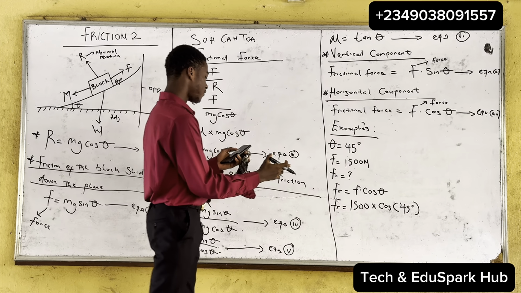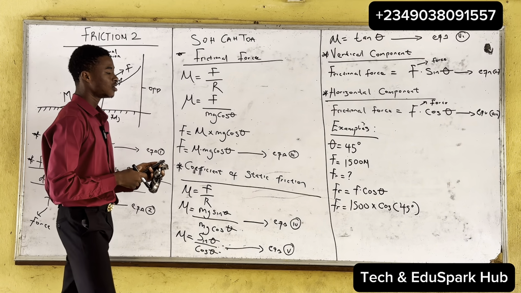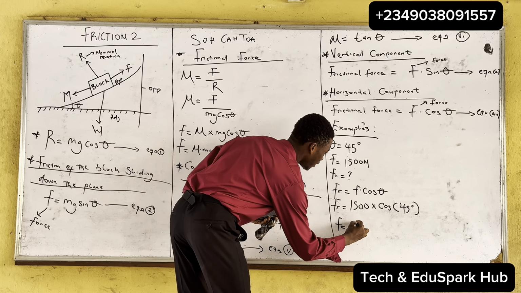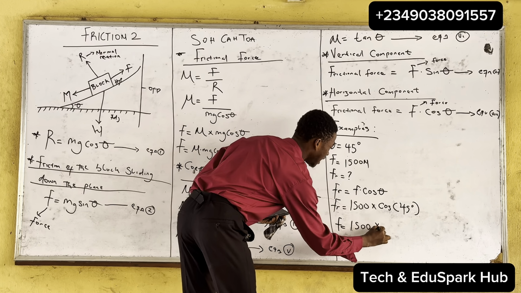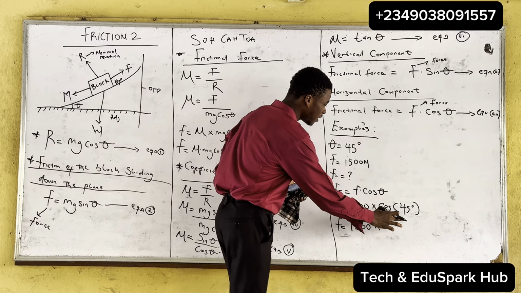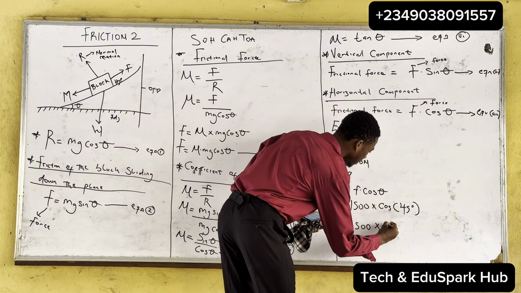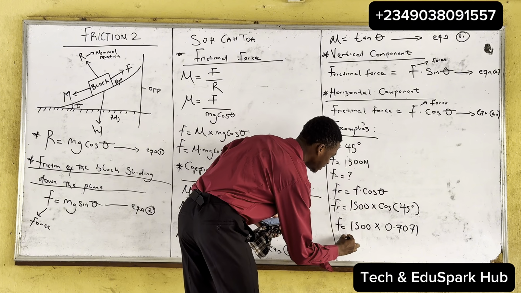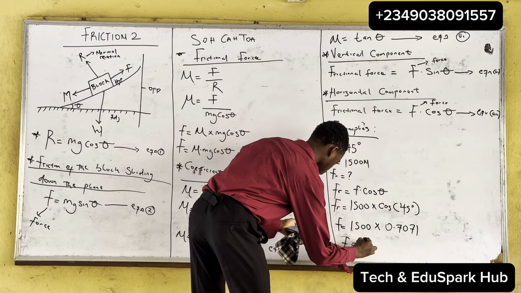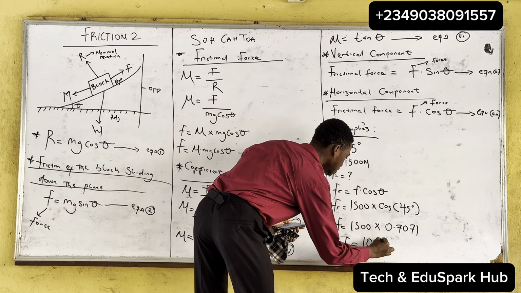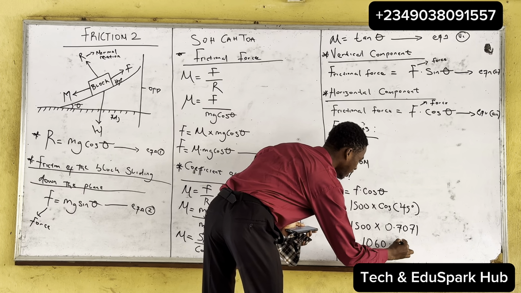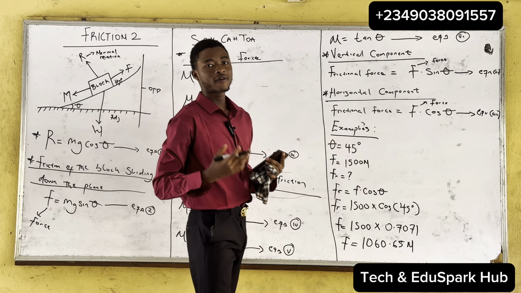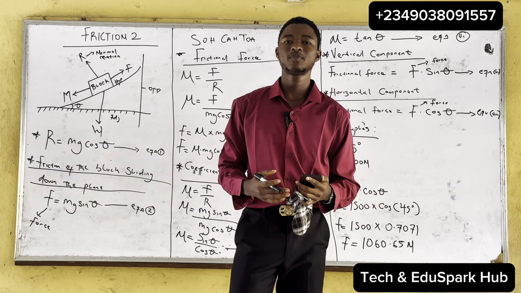And that is how we have our formula for this kind of question. So when we resolve this, we have our frictional force equal to 1500 multiplied by cos 45. When you press cos 45 in your calculator, you have 0.7071, and when you multiply this, we have our frictional force equal to 1060.65 Newton. And this is given as our final answer to questions of this type.